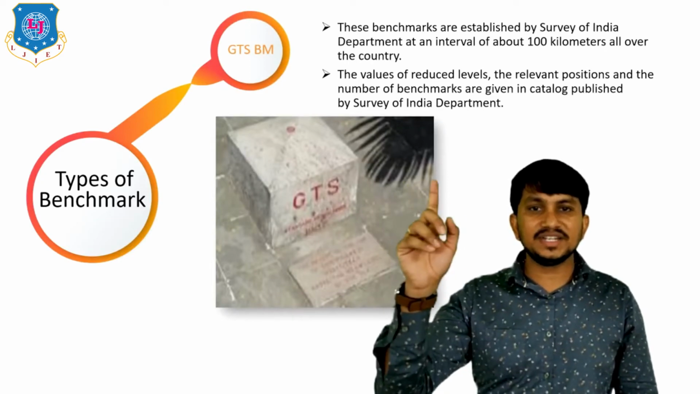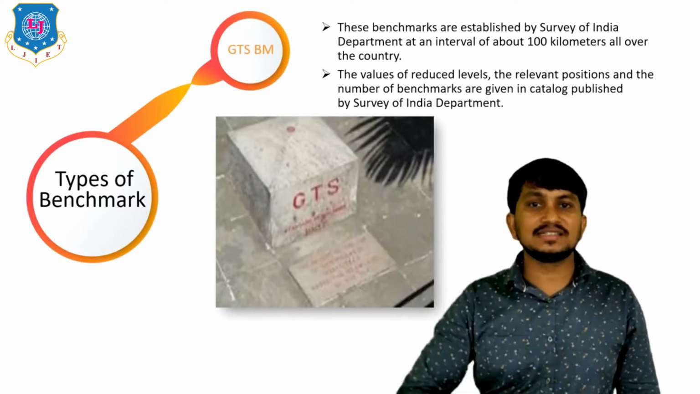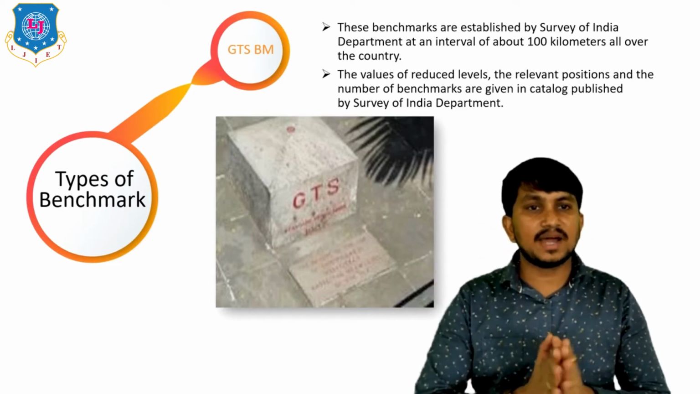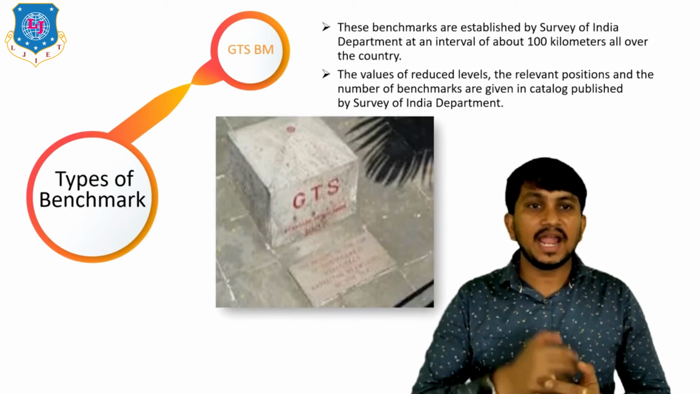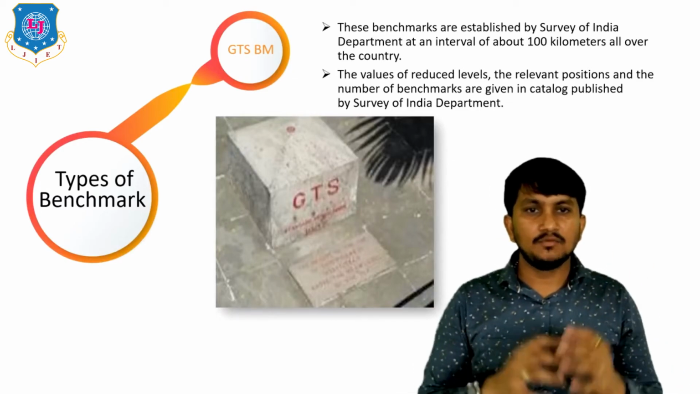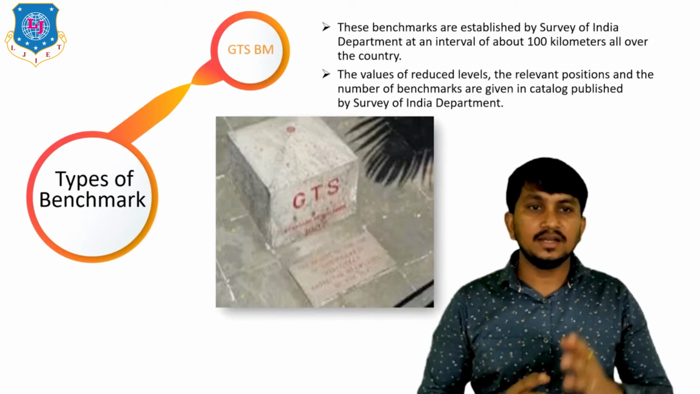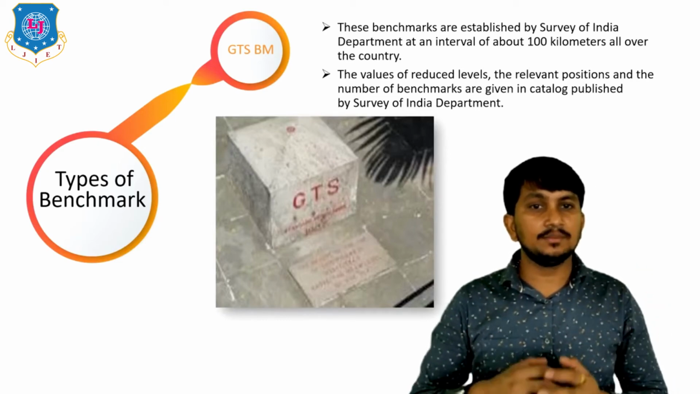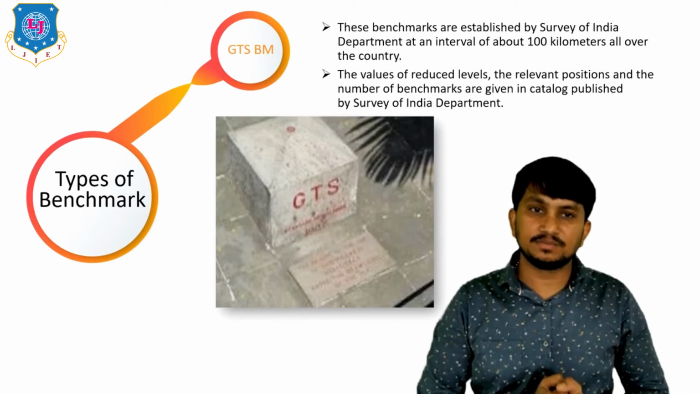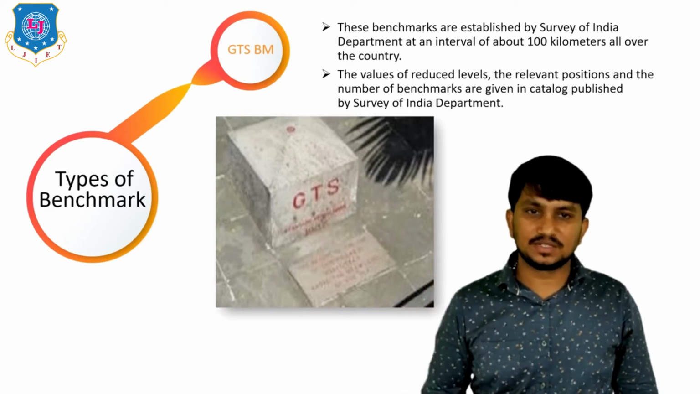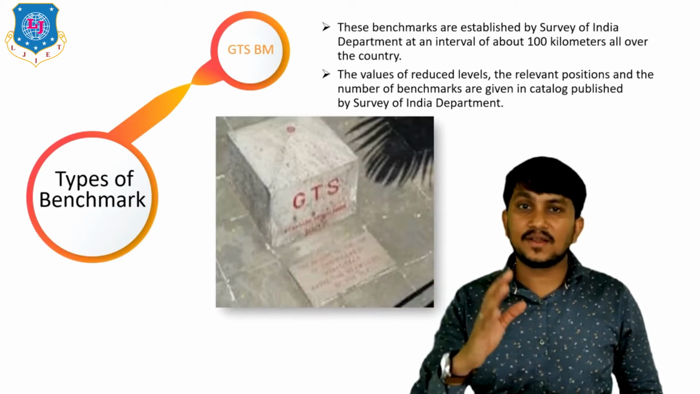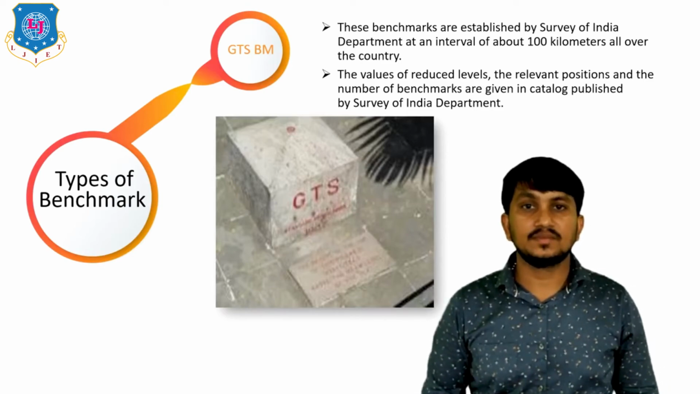First is GTS benchmark. The full form of GTS is Great Triangulation Survey Benchmark. These benchmarks are established by the Survey of India Department at an interval of about 100 kilometers all over the country. The values of reduced level and relevant positions and the number of benchmarks are given in the catalog published by the Survey of India Department. This is called GTS benchmark. These are the primary benchmarks which are used as the first reference points for leveling.